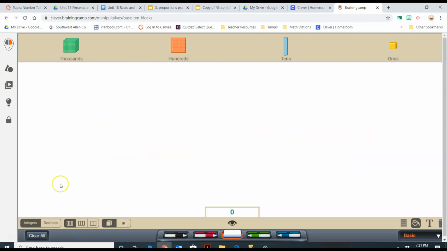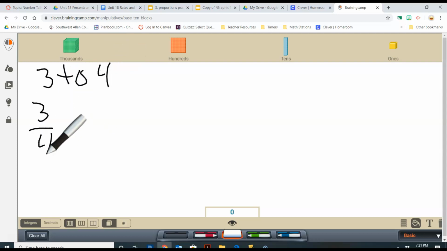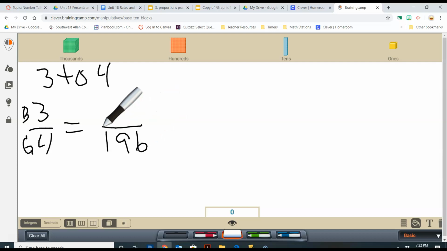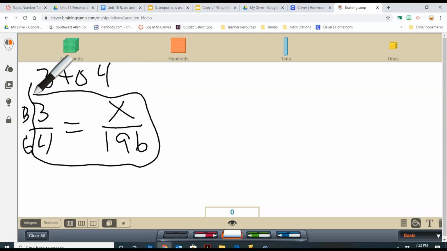Okay. First of all, we know that there are 3 boys to every 4 girls, or as a fraction, 3 to 4, okay? Boys to girls. We also know that we have 196 girls in this school. What we don't know is how many boys. That is our variable, okay? So the problem we have is 3/4 is equal to x over 196. So let's solve for that.